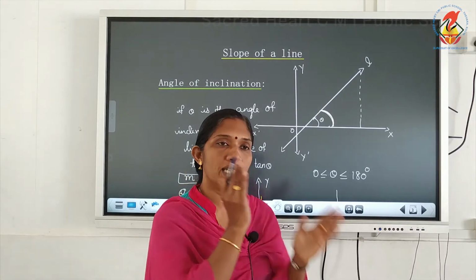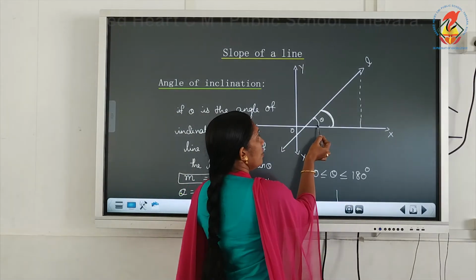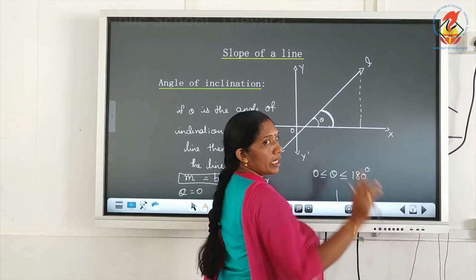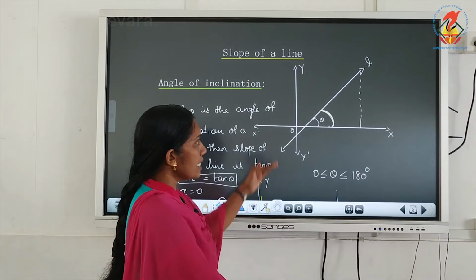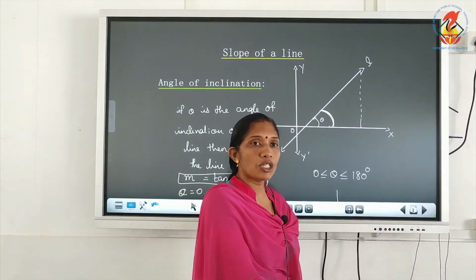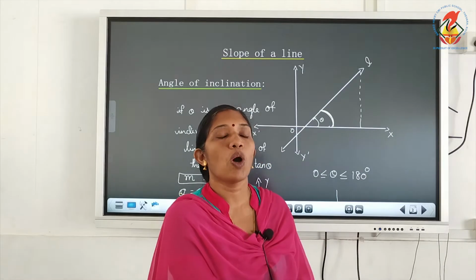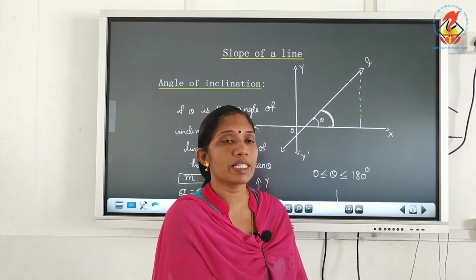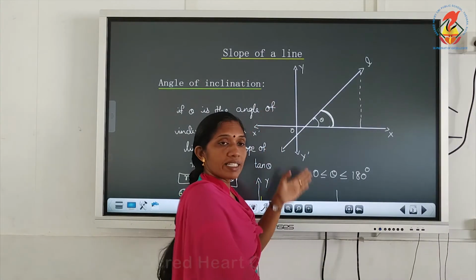Then the value of theta is 0 less than or equal to theta less than or equal to 180. So if it is acute here, obtuse. Okay, if this angle is obtuse, the other will be acute. So the range is 0 to 180. Now the next is, if the line is parallel to the x-axis, the slope is equal to tan 0, that is 0. So we can say that the slope of the x-axis is 0, or the slope of a line parallel to the x-axis is also 0.